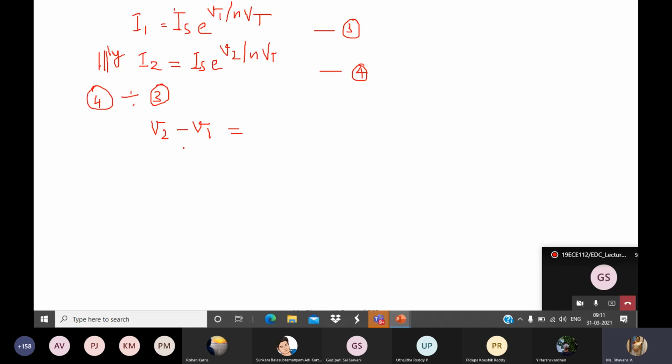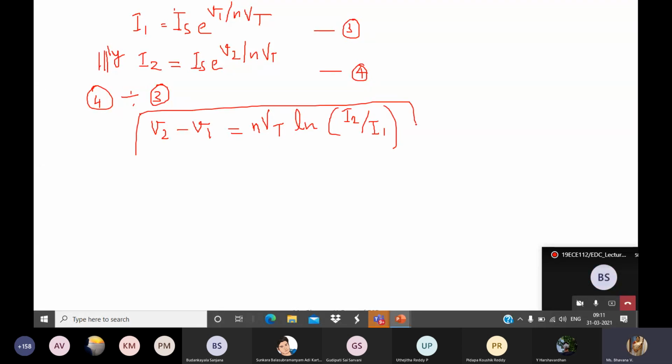Why am I doing all this? These things are for solving numericals. V2 minus V1 is nVT into ln I2 by I1. Is it I1 by I2 or I2 by I1? I2 by I1. All of you getting it? Yes, ma'am. Equation number 5.